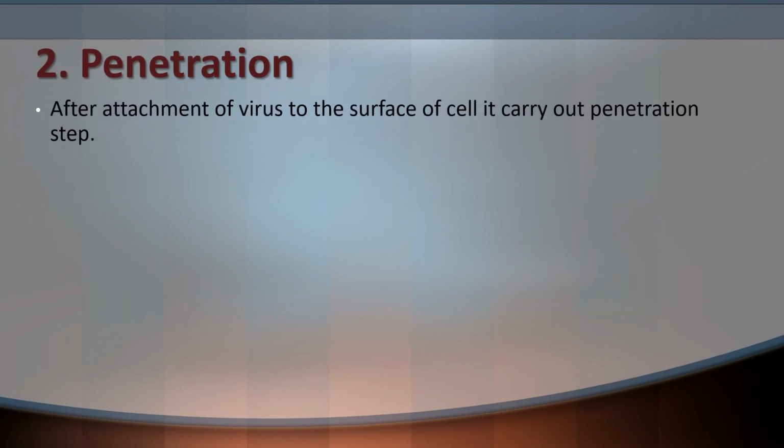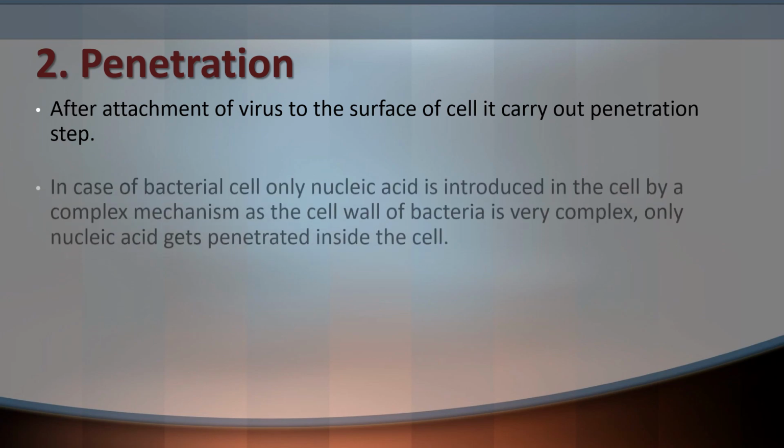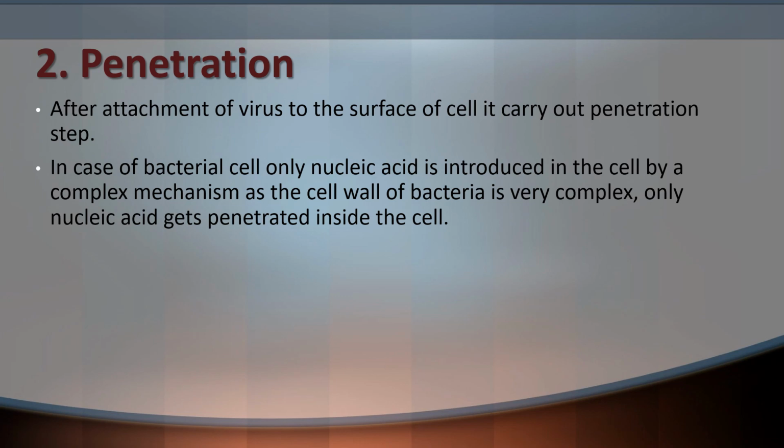After attachment of the virus to the surface of the cell, it carries out penetration. In case of a bacterial cell, only nucleic acid is introduced in the cell by a complex mechanism. As the cell wall of bacteria is very complex, only nucleic acid gets penetrated inside the cell. Now in case of a bacterial cell, the cell wall is very complex in nature. So the entire virus cannot enter the bacterial cell. Only the nucleic acid is introduced in the cell by a complex mechanism.